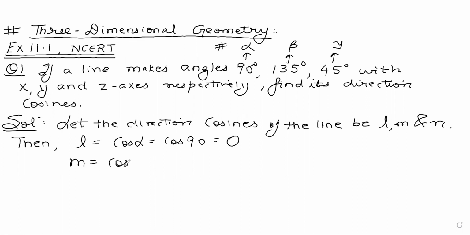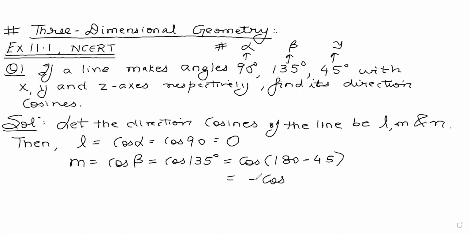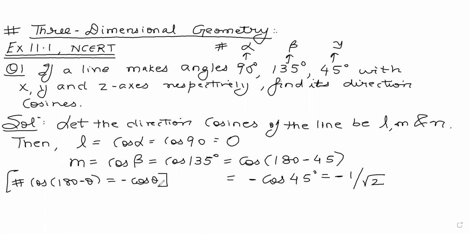M will be cos beta, which is cos of 135. Now we know how to find cos 135. I can write it as cos of 180 minus 45. And all students know that cos of 180 minus theta is minus cos theta. So cos of 180 minus 45 is minus cos 45, which is minus 1 upon root 2. Students know this from my lectures on trigonometric functions.